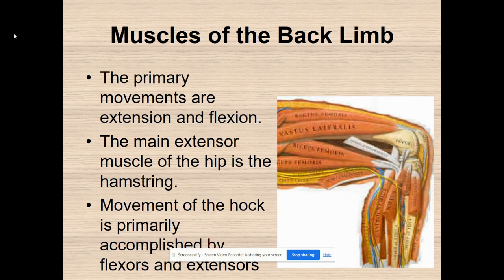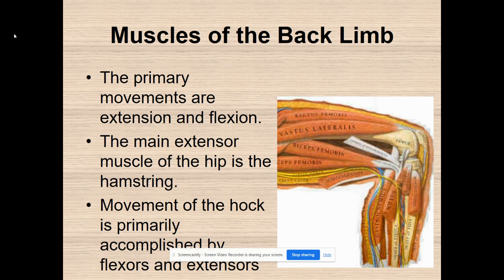It's important to note in your notes the differences between extension and flexion. When you study muscles in humans, you definitely study what the purpose of the muscle is. An extensor, for example, would be the hamstring, and it extends a limb to a certain place, and then a flexor brings it back in, or flexion.